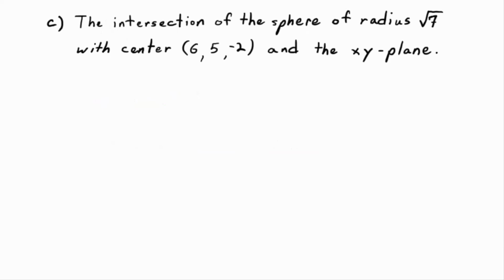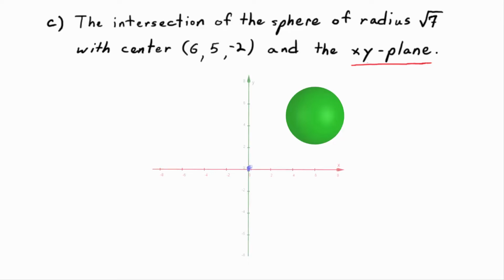Here's one that'll test your three-dimensional thinking a little bit. Part C, remember, we're wanting to describe what the set of points is going to be in R3. So what would the set of points look like? The intersection of the sphere of radius √7 with center (6, 5, -2), and the xy plane. So we want to take the sphere, imagine a nice little ball, and intersect it with the xy plane.